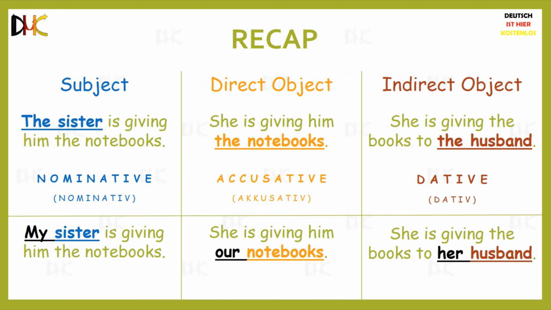Similarly, if I know that the notebook belongs to us, I would say she is giving him our notebooks. And if I know that she is married to the man, I would say she is giving the notebooks to her husband. The words my, our, and her are nothing but possessive determiners in English. If you combine all these examples together, you can say something like, my sister is giving our notebooks to her husband. It has so much more meaning than just saying, the sister is giving the notebooks to the man. So that is exactly what we're going to learn in German today.